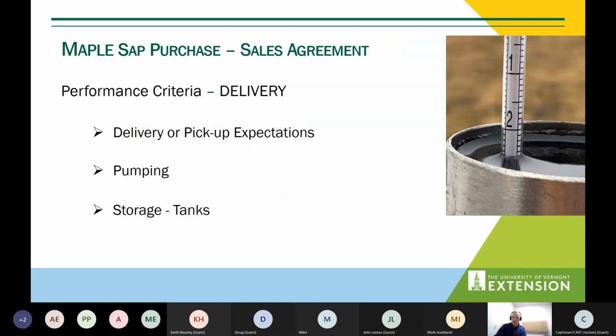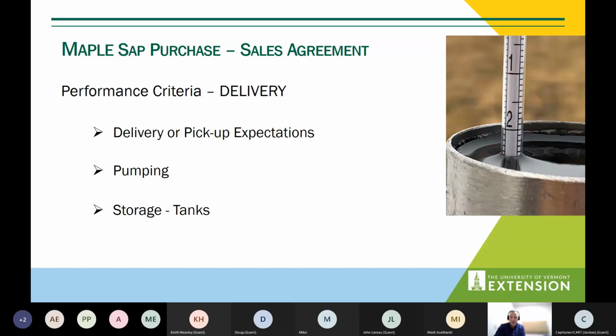So the next performance criteria, potentially, depending on what the relationship is for sap, is who's going to manage delivery? Is this a situation where the buyer has the capacity and has the trucking to go around and collect sap? Certainly could impact prices. Or is it a situation where the seller is responsible to get that sap delivered?